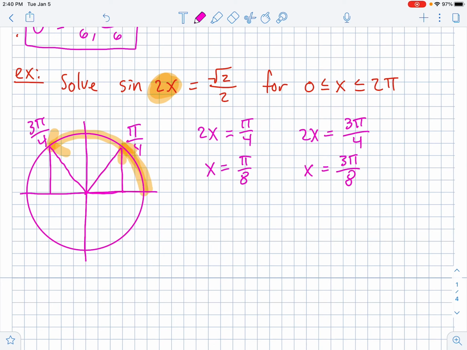Now, if you made it that far, that's awesome. Those are pretty much the answers. But you need to realize that because the 2 is making the radians happen twice as fast, and we're going all the way around from 0 to 2 pi, you have to find all the values between 0 and 4 pi and then divide them by 2 to find your answers, because there's actually going to be 4 solutions to this.